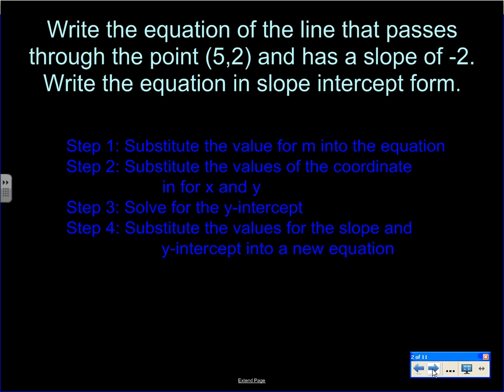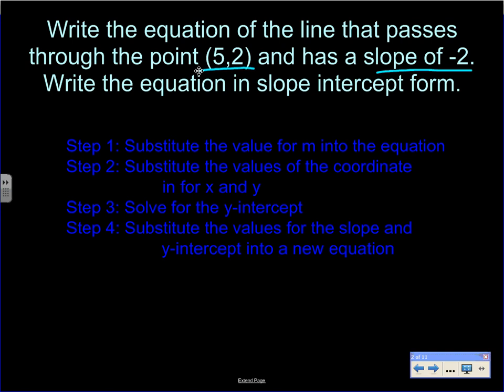Well, in order to write the equation in slope-intercept form, we need to know the slope and the y-intercept, and we're only given a point and a slope. So we don't know what the y-intercept is, and that's what we have to solve for. If we look here in the steps, there are 4 steps for solving this problem.